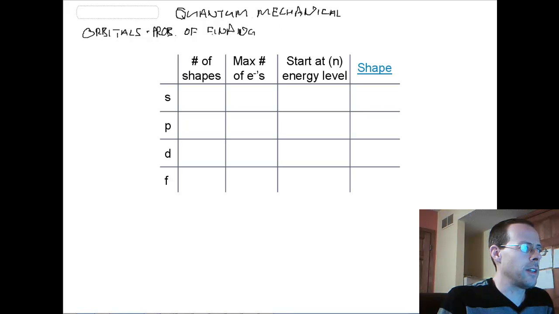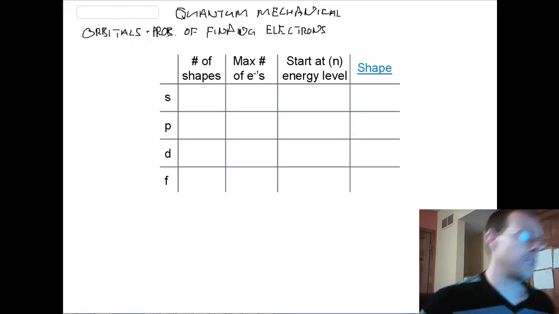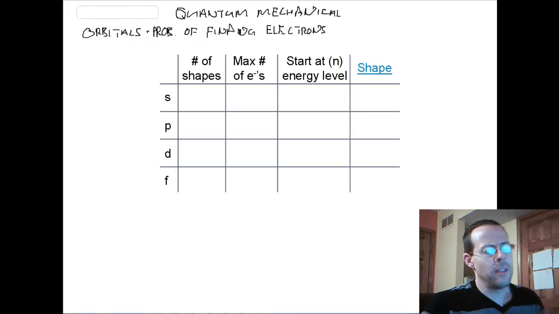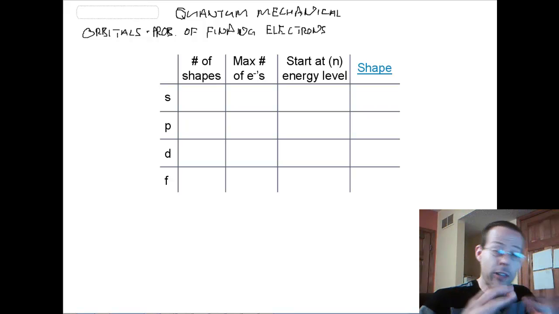So, probability of finding electrons. The further you get from the nucleus, the less likely. The closer you are to the nucleus, the more likely, because, again, the nucleus is positive and electrons are negative. If you Google anything about orbital shapes, it's basically an electron cloud, and it just shows you where the electron is most likely to be.